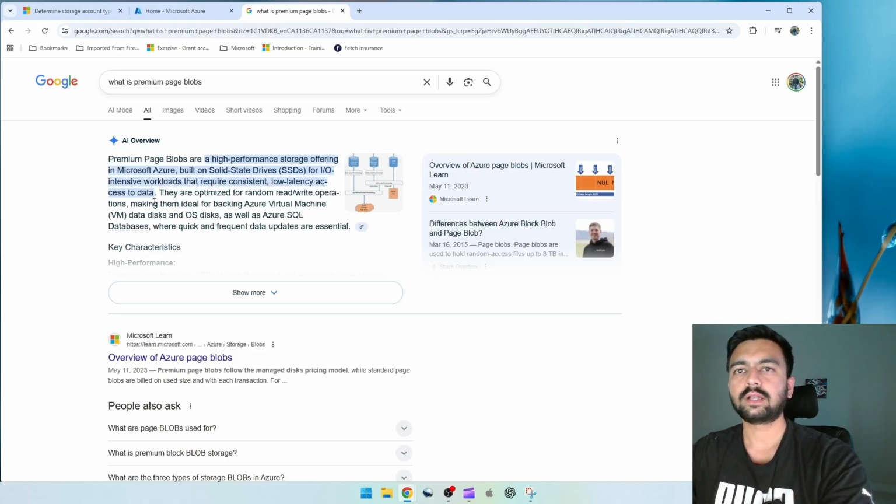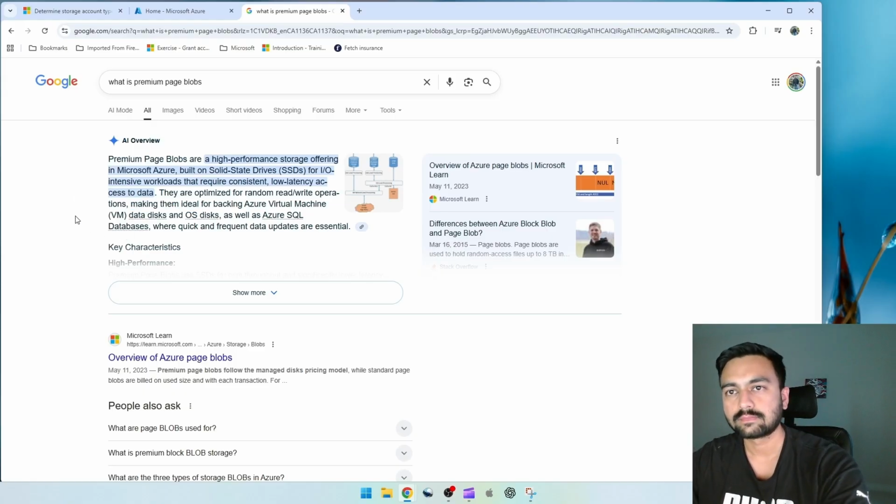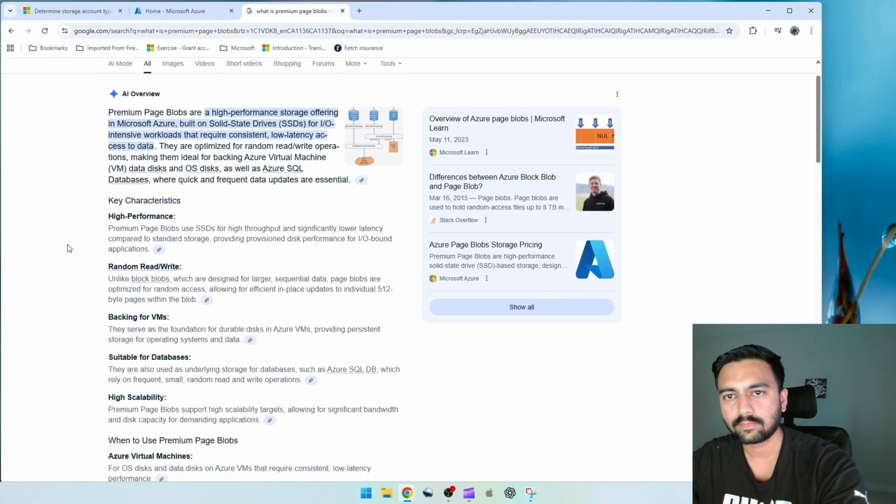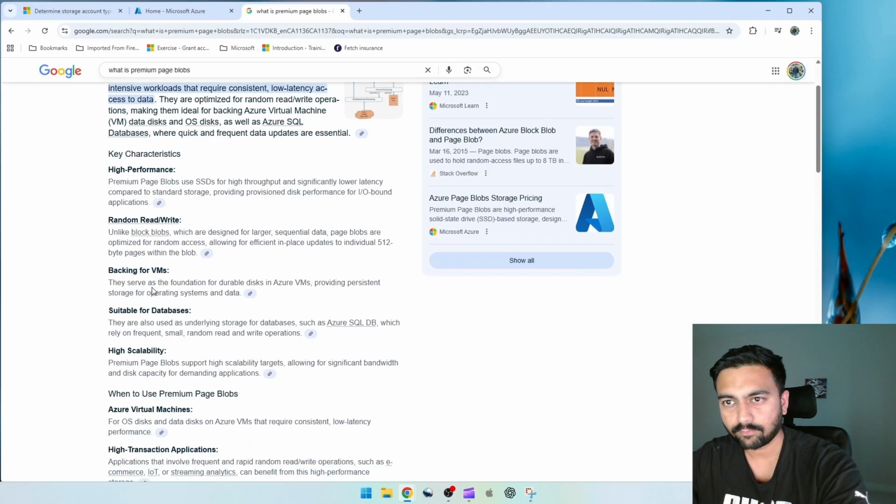So random read-write operations, making them ideal for backing Azure virtual machines. Optimized for random read-write operations. Oh, okay. So premium page blobs is larger sequential data for random access. Okay.